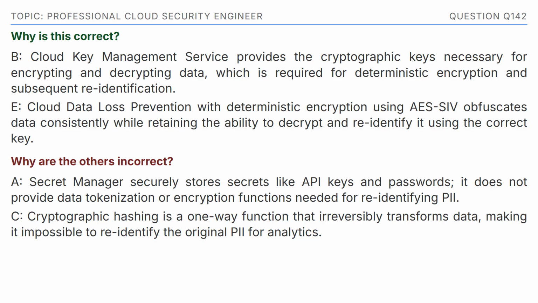Why are the others incorrect? A. Secret Manager securely stores secrets like API keys and passwords. It does not provide data tokenization or encryption functions needed for re-identifying PII. C. Cryptographic hashing is a one-way function that irreversibly transforms data, making it impossible to re-identify the original PII for analytics.